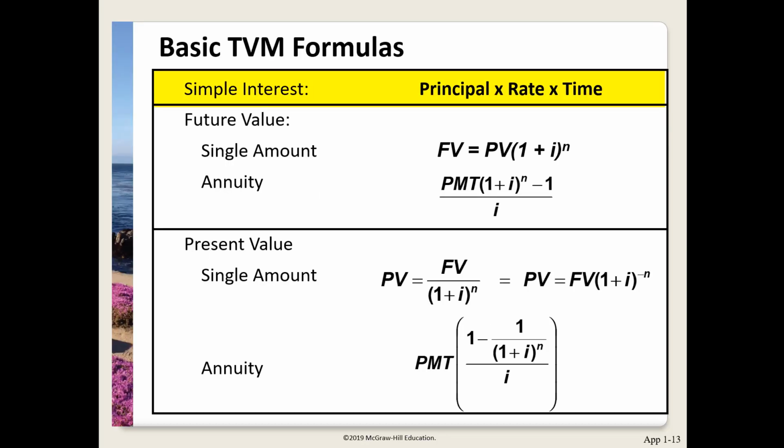Simple interest, which we don't see much anymore, is simply the dollar amount times the rate times the number of years. We're primarily interested in the future value and present value formulas. Now, I do not anticipate that you'll use the formulas, but I do want to show them so you have a feel for what your answer to a problem should be.